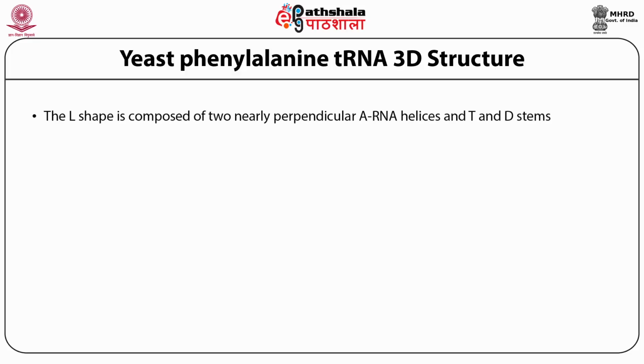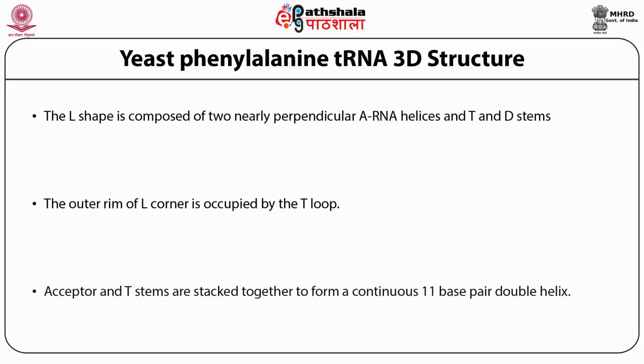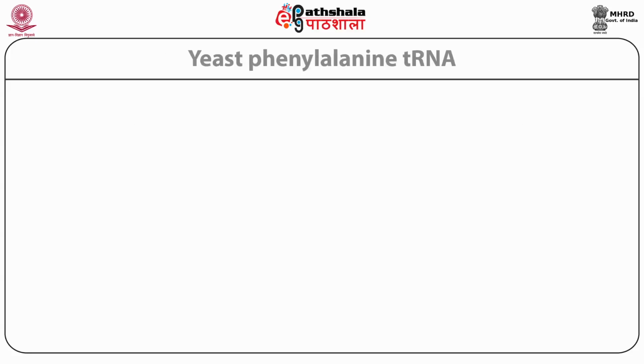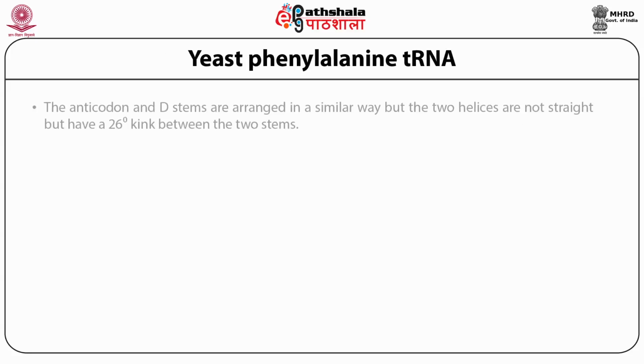Here the L shape is composed of two nearly perpendicular RNA helices and T and D stems. The outer rim of the L corner is occupied by the T loop. Acceptor and T stems are stacked together to form a continuous 11 base pair double helix. In yeast phenylalanine tRNA, the anticodon and D stems are arranged in a similar way, but the two helices are not straight but have a 26 degree kink between the two stems.